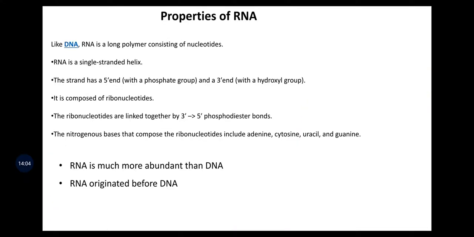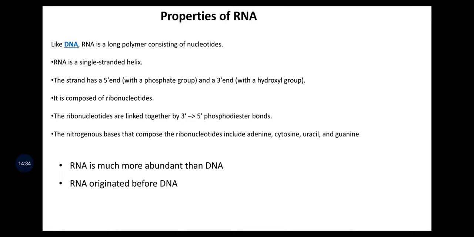Coming to the properties of RNA, like DNA, RNA is a long polymer consisting of nucleotides. It's a single stranded helix. The strand has a 5' end with a phosphate group and a 3' end with a hydroxyl group. It is composed of ribonucleotides, which are linked together by 3' to 5' phosphodiester bonds. The nitrogenous bases that compose the ribonucleotides include adenine, cytosine, uracil and guanine.